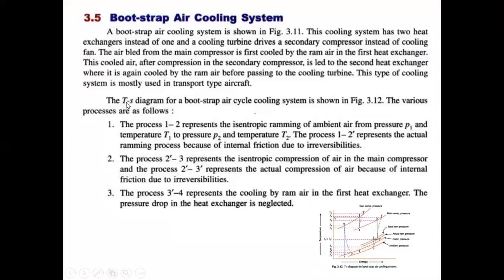So the process 1 to 2: this is point 1 and this is point 2. This is the ramming process, meaning atmospheric air enters into the duct after the ram process. The isentropic ramming of ambient air is from pressure P1 and temperature T1 to pressure P2 and temperature T2. The process 1 to 2 dash represents the actual ramming process because of internal friction due to irreversibility.